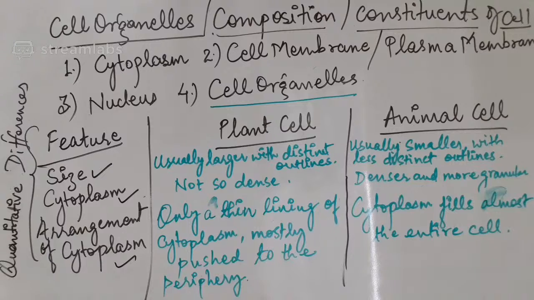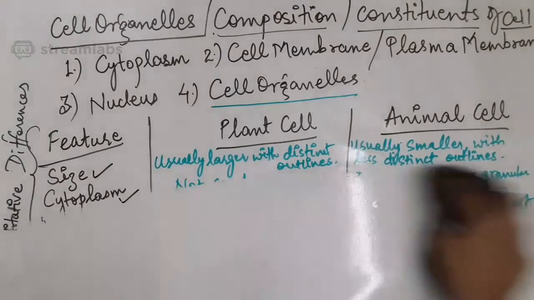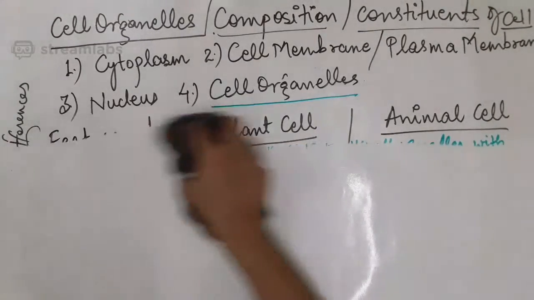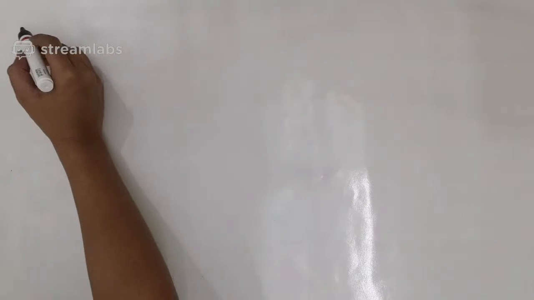Now we'll be talking about the parts of the cell. First of all, let us discuss about the plasma membrane or the cell membrane, which forms the outermost covering of any cell.